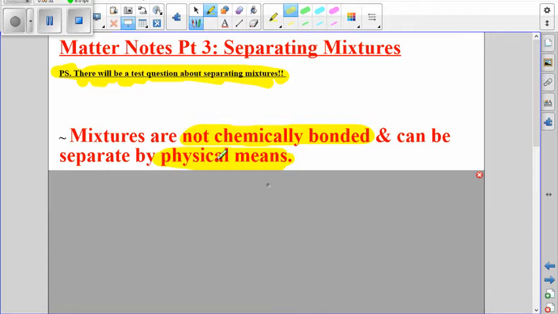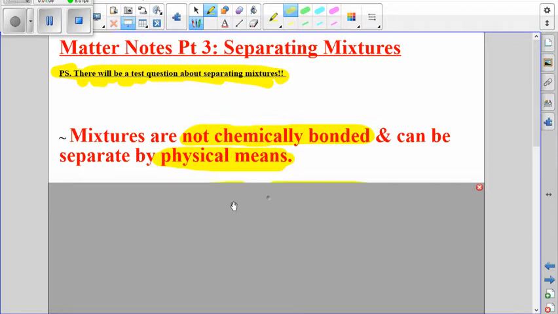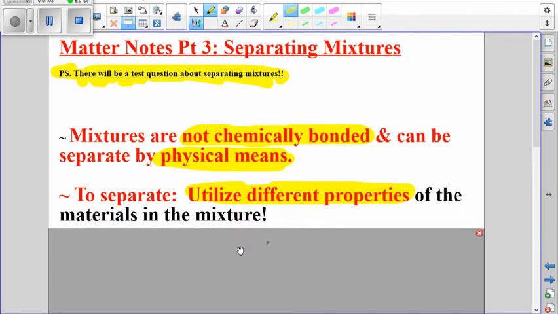Okay, so salt and water are not chemically bonded. So if you were to separate them somehow, you should have salt and water still. They're just in two different containers. So separation techniques are physical means of separating things that are not chemically bonded. Now to separate things, you need to utilize different properties of the materials in the mixture.